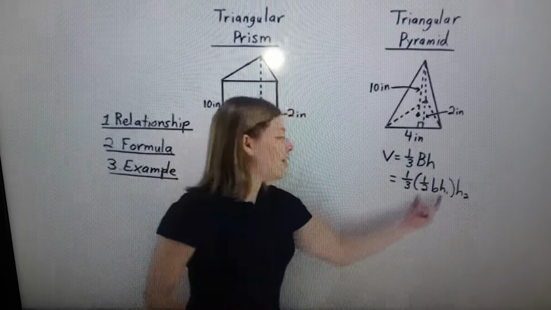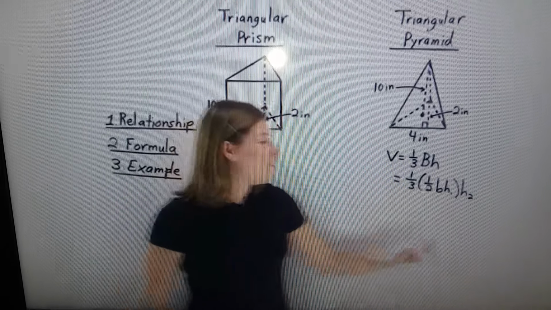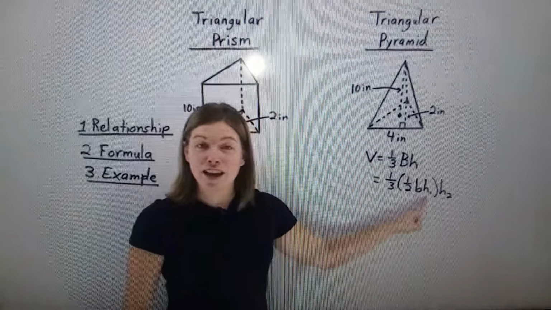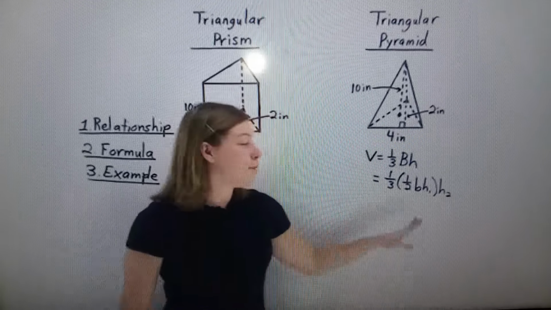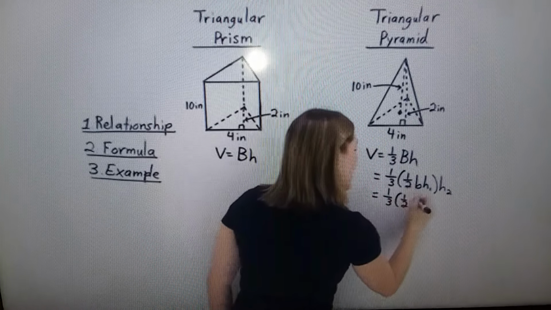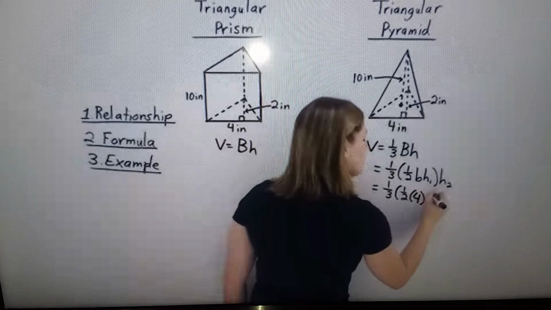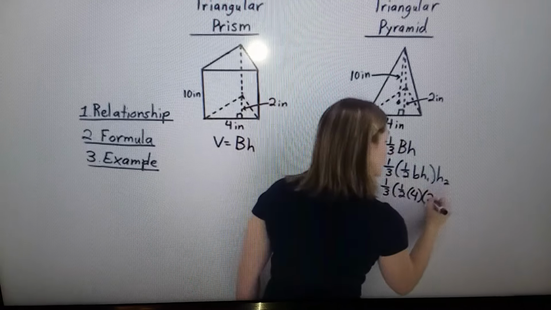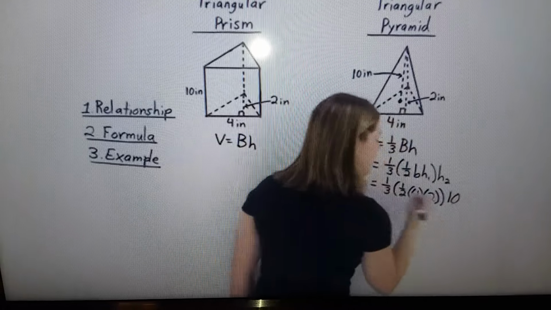So we need to put in the area of a triangle in for this big B, the area of the base. And notice, we have two different heights. H1 is the height of our triangular base, and H2 is the height of the entire pyramid. Now we need to plug in these values into our formula. We have 1/3 times 1/2 times B, which is this length here, the length of the base, 4 inches. We multiply that by H1, the height of our triangular base, which is 2 inches. Then we multiply that by the height of the entire pyramid, 10 inches.